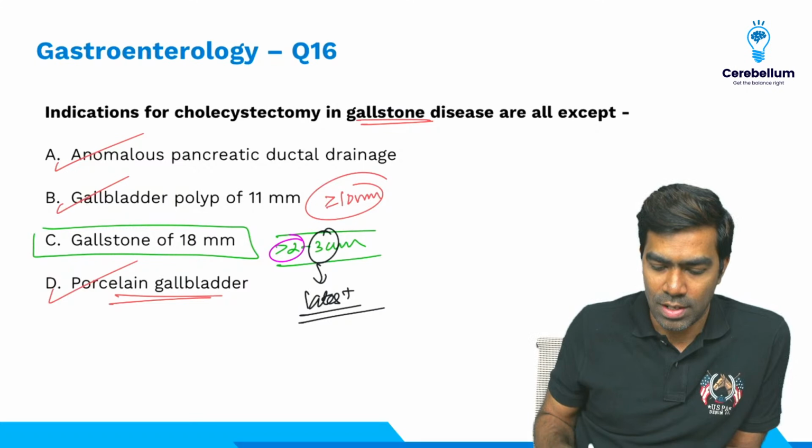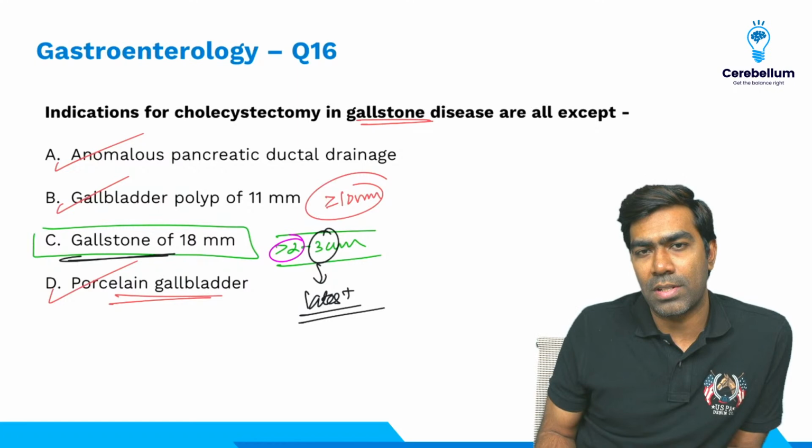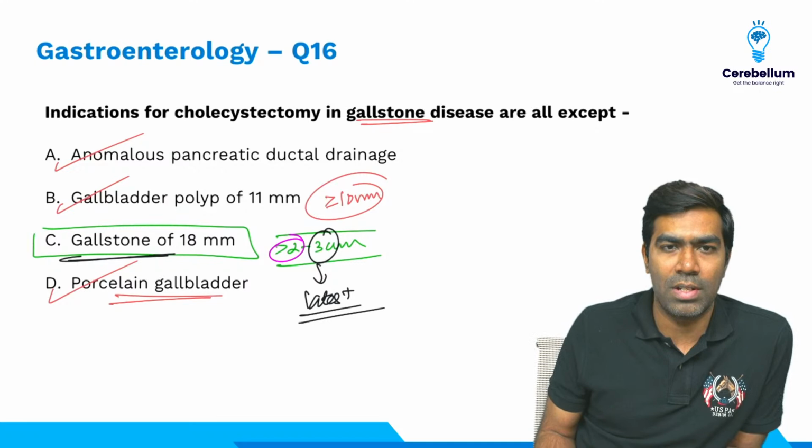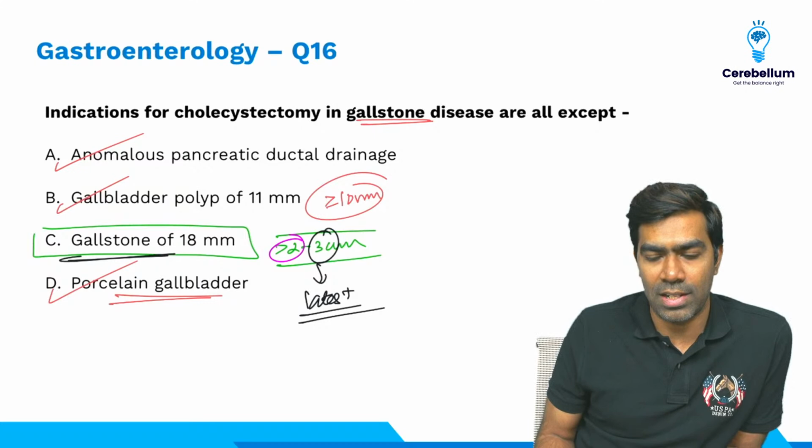So, what are the indications for surgery in an asymptomatic patient? Anomalous pancreatic duct drainage or abnormal anatomy, polyp more than 1 centimeter, porcelain gallbladder, and gallstone size of more than 2 to 3 centimeter, but the modern latest cutoff is 3 centimeter.